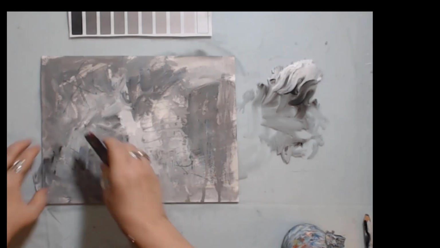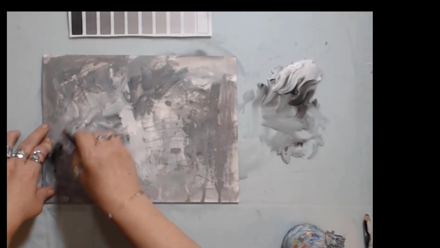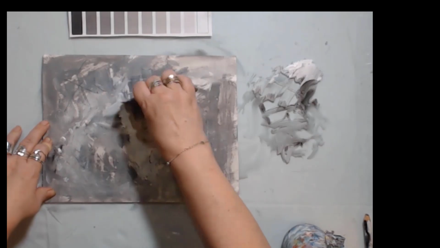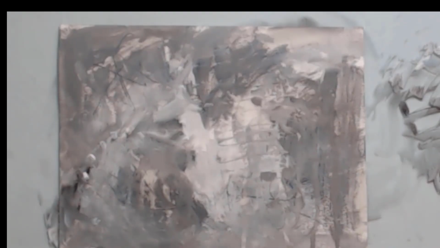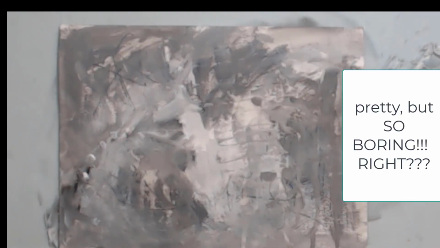Okay, I grabbed a scraper because that's one of my go-tos. See if I get some more different marks. In itself, it's really a pretty painting. There's a lot going on there. But what's wrong with it? Why is it boring? Why does the eye not go anywhere?